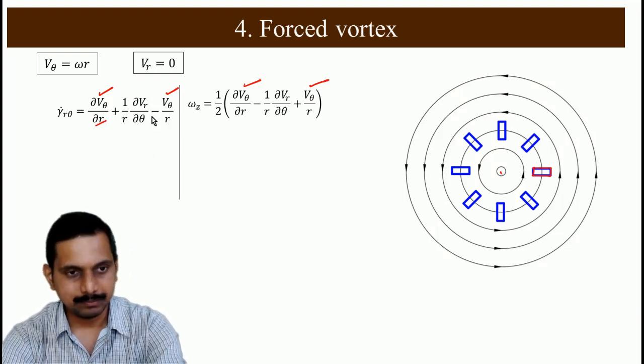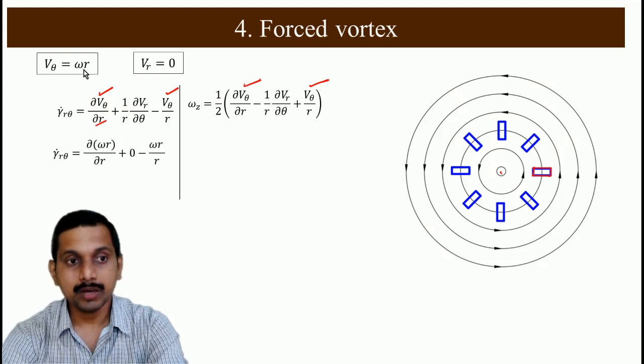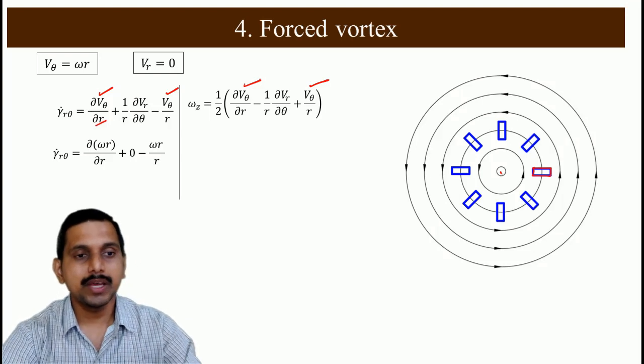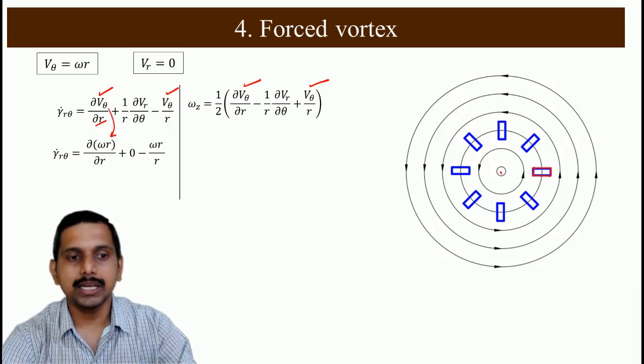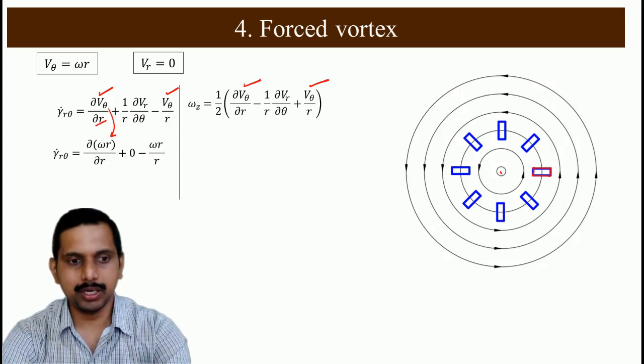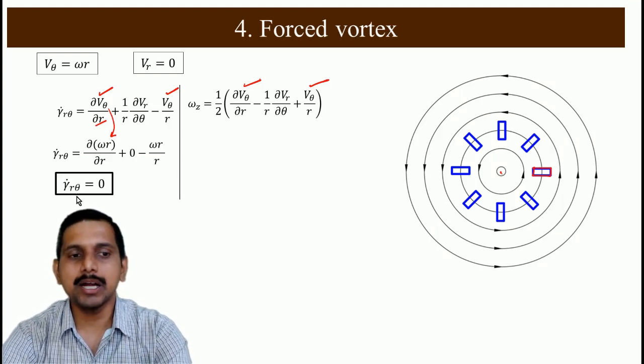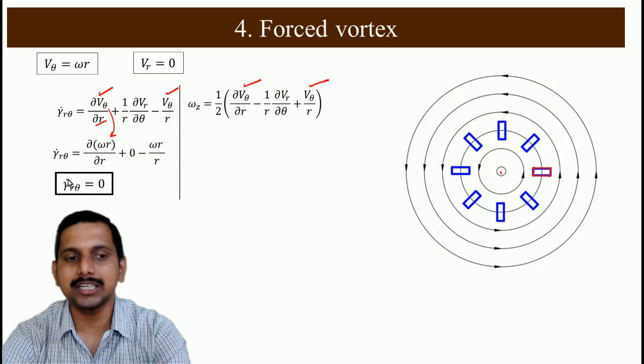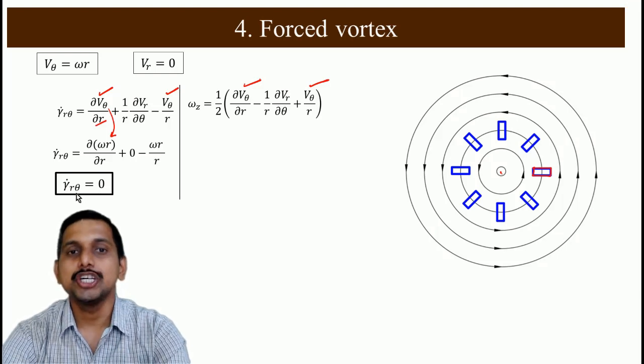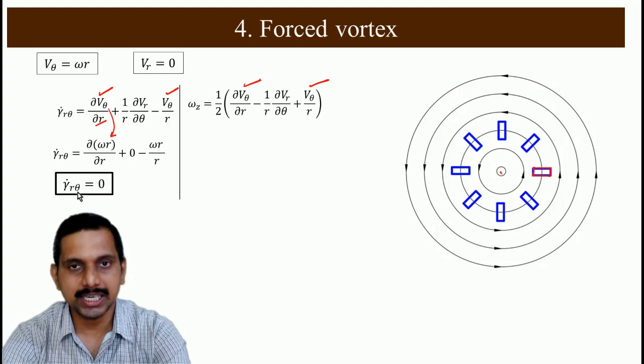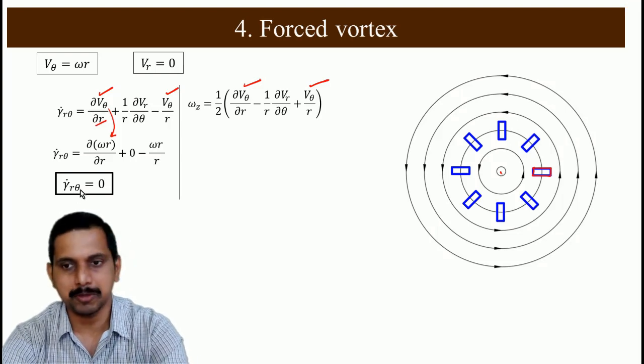Now let us see. We will substitute V theta equal to omega r in this equation, and when V theta becomes omega r, then gamma dot r theta becomes dou omega r by dou r plus 0 minus omega r by r. Now if you observe here, in this case gamma r theta dot becomes 0. That means the shear strain rate in this case is equal to 0. There is no shear deformation of any fluid particle here, okay.